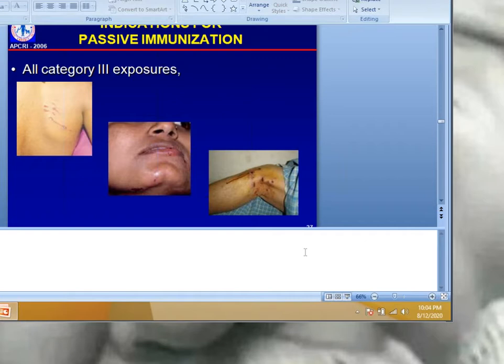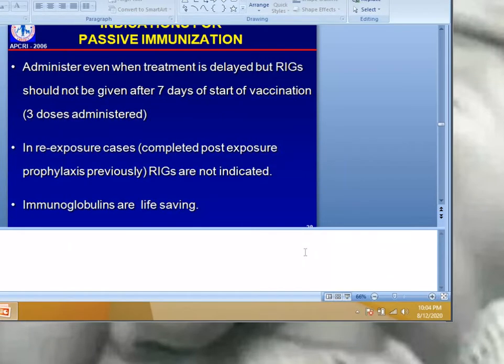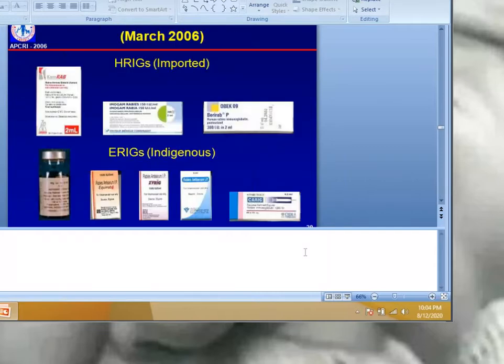Okay? And here, administer the passive immunization, even when the treatment is delayed, but rabies immunoglobulin should not be given after 7 days of the start of vaccination, by which time 3 doses have been administered. In re-exposure cases, where post-exposure prophylaxis was completed previously, rabies immunoglobulins are not indicated. Immunoglobulins are life-saving in rabies.